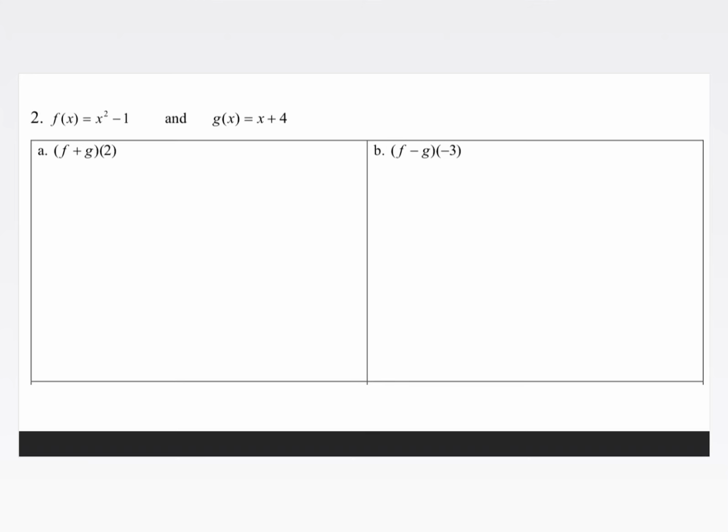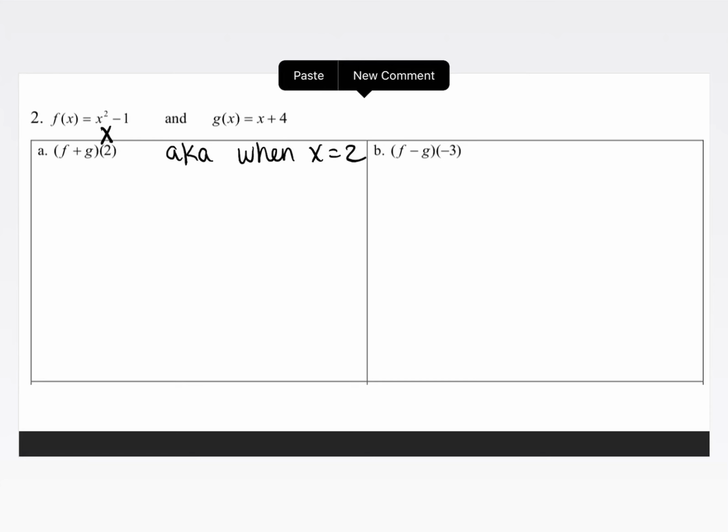Moving on to number 2, we have 2 new functions here. f of x equals x squared minus 1, and g of x equals x plus 4. Now, for part A, we have f plus g of 2. So this 2 is right where our x used to be. So instead of writing x, now we're going to plug in 2. So this is also known as when x equals 2.